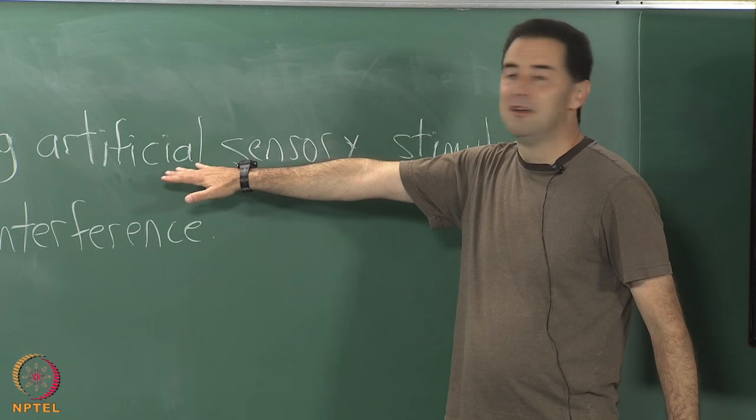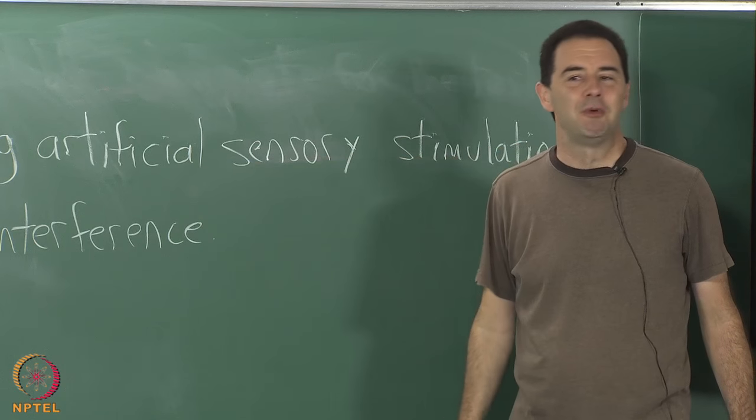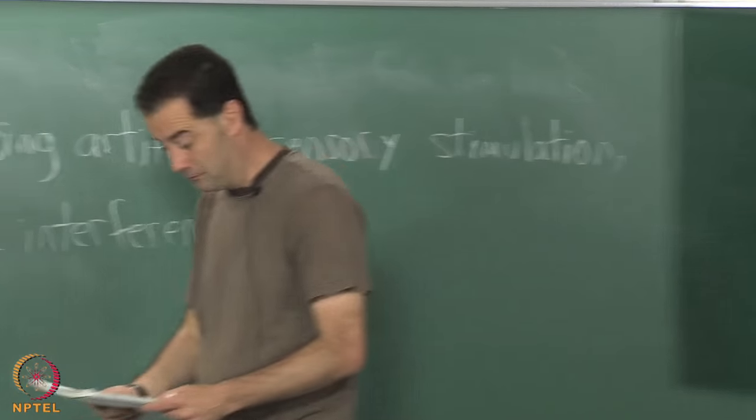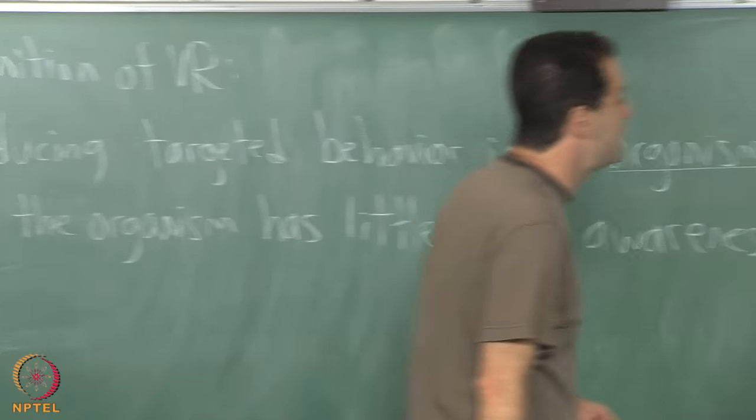The artificial part is where the technology comes in. You're somehow taking over the senses. You're hijacking the ordinary sensory input that you get and replacing it with something that's been engineered. And it's fooling the organism. So that's something that's very important to take into account.